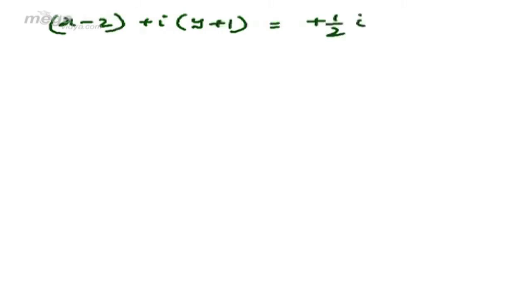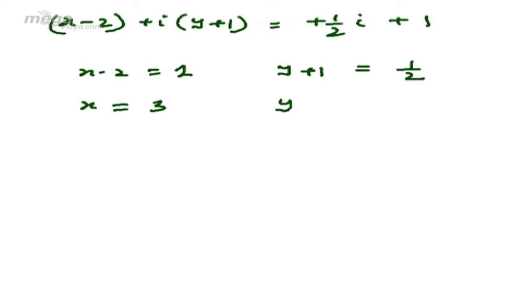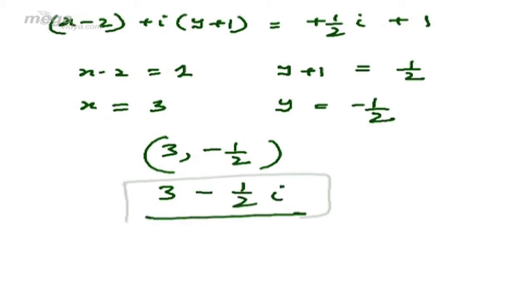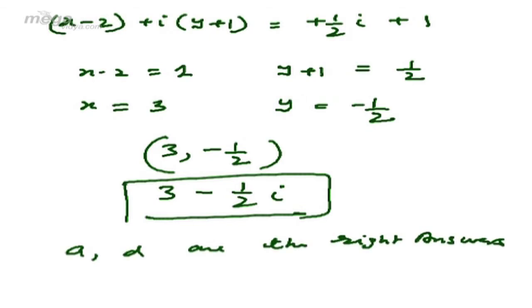Now the equation becomes x minus 2 plus i times y plus 1 is equal to 1 by 2 i plus 1. That is, x minus 2 is equal to 1 and y plus 1 is equal to 1 by 2. So x becomes 3 and y becomes minus half. So the second new position of point A will be 3 comma minus half, that becomes 3 minus 1 by 2 i. This objective type question has two answers, that is first and fourth. A and D are the right answers.